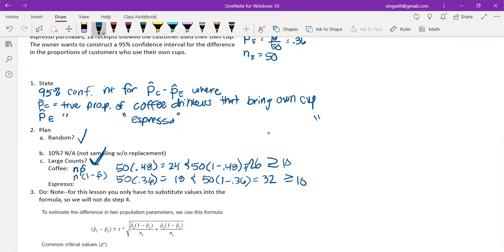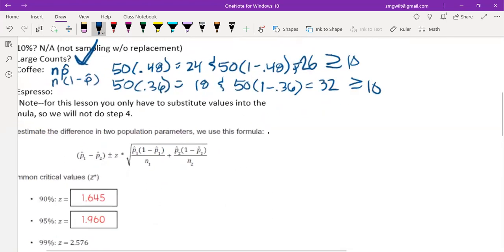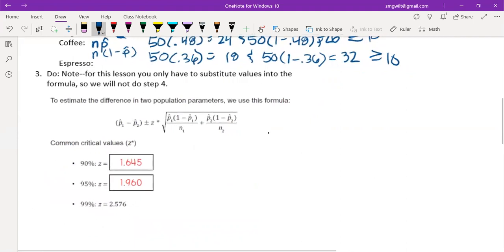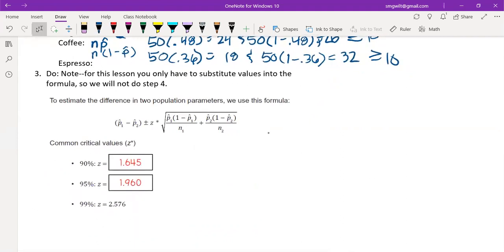So one thing to note is that when you're doing these problems in this lesson, just like one of the previous ones, it just plugs the values into the formula. You don't have to evaluate anything. So remember that we talked about there are those common values for z star. So we're looking at a 95% confidence interval. So we're going to use 1.960.